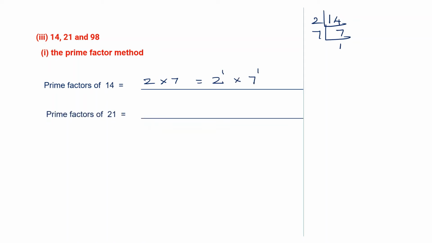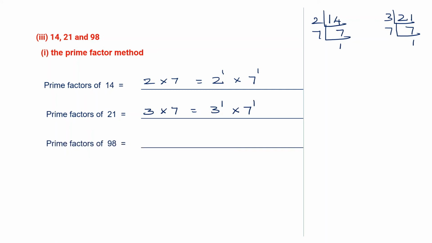The next one is prime factors of 21. Okay, so here I can start with 3. 3 7's are 21, 7 1's are 7. So what are the prime factors? 3 into 7, 3 to the power of 1 into 7 to the power of 1.